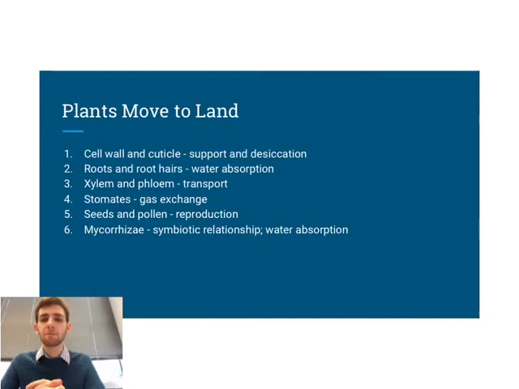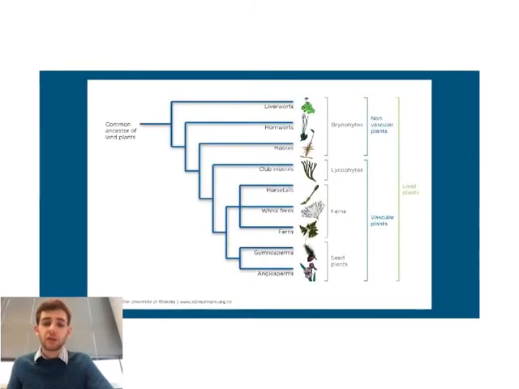Seeds and pollen for reproduction, and then there has also been an evolution of a symbiotic relationship between land plants and mycorrhizae. This is a fungus that helps aid in water absorption, and so that's a symbiotic relationship there. Here's just a phylogenetic tree to show the vast difference in land plants.